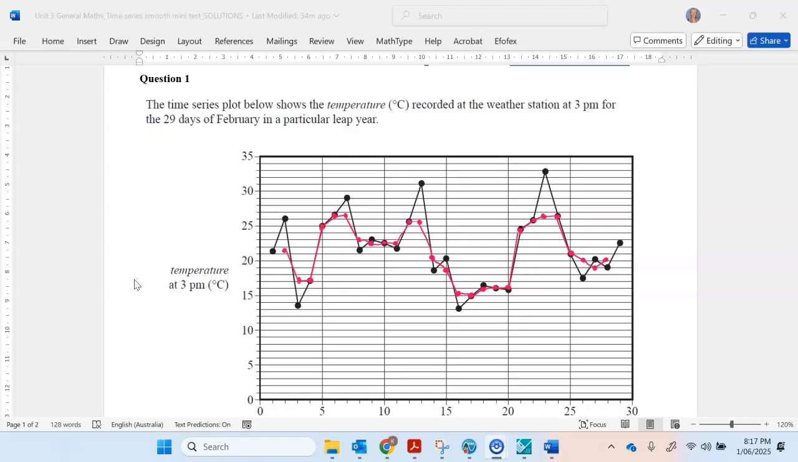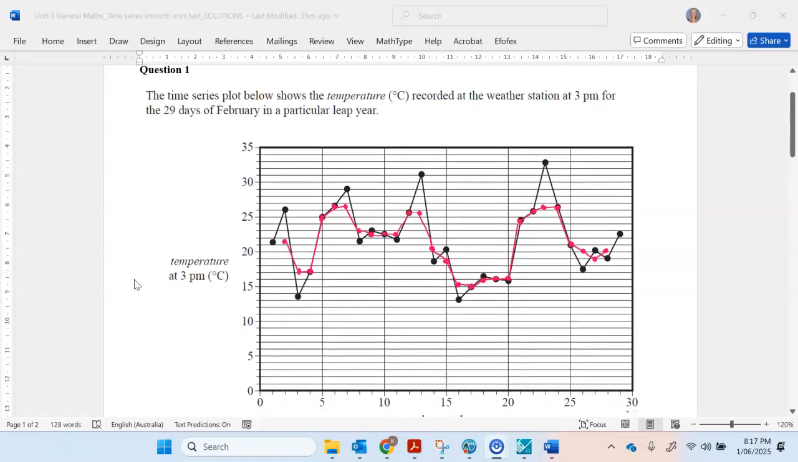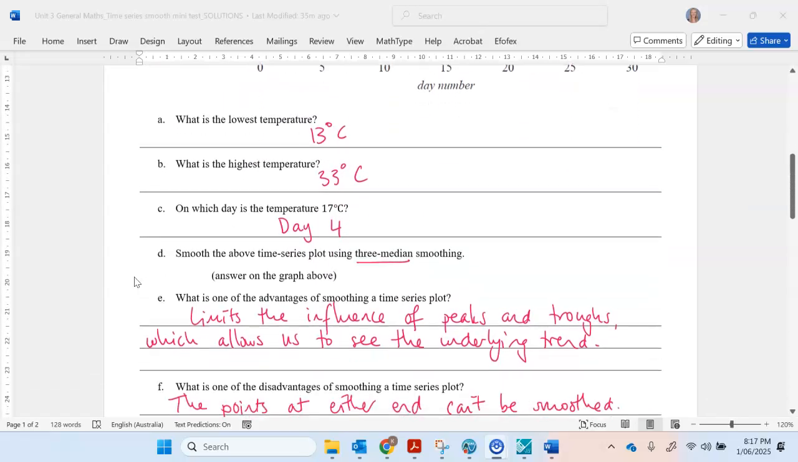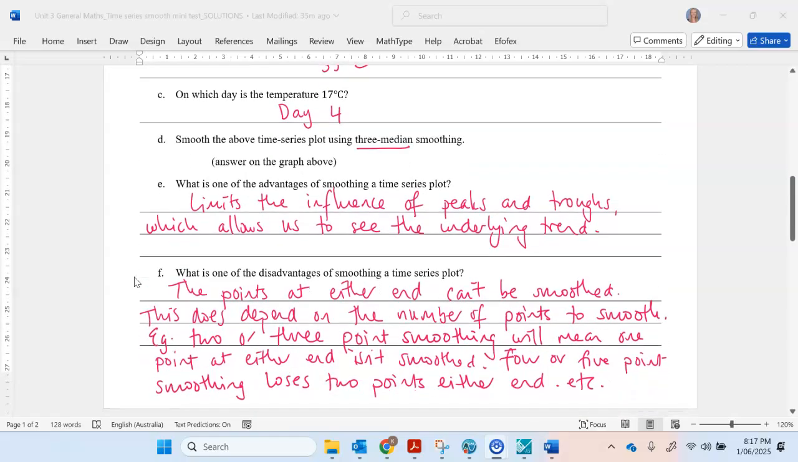If you're doing median smoothing, it is so much easier. The recent Northern Hemisphere exam had mean smoothing, which was very mean, but you often see median. So it's either 3-point or 5-point smoothing. So make sure you can do that, even if you have to, in your bound book, annotate the steps. All right, just looking at questions E and F.